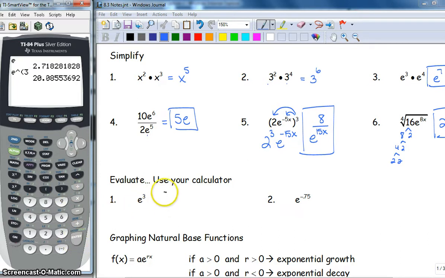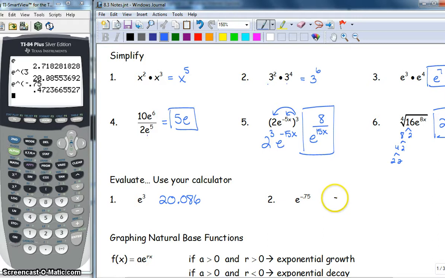We hit enter and we get 20.086. We go to our second one, second ln for natural log, and we have a negative 0.75, hit enter, and we get 0.472.